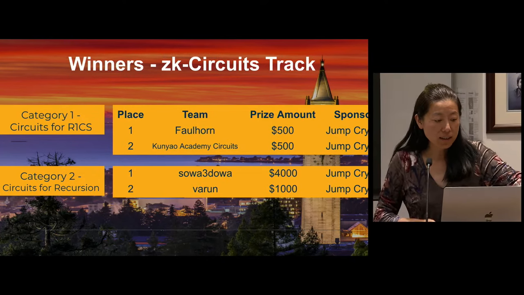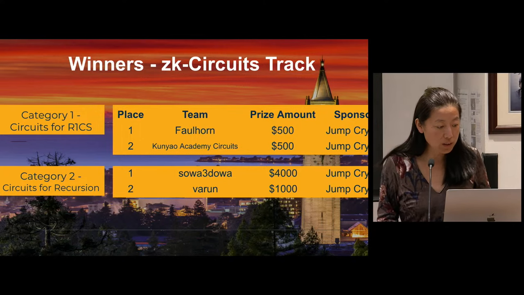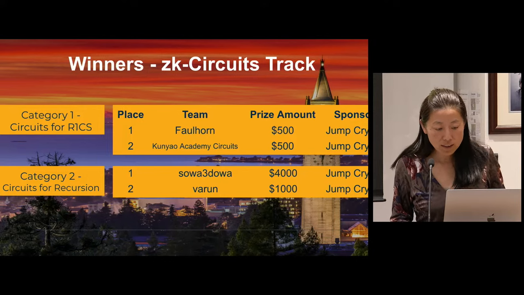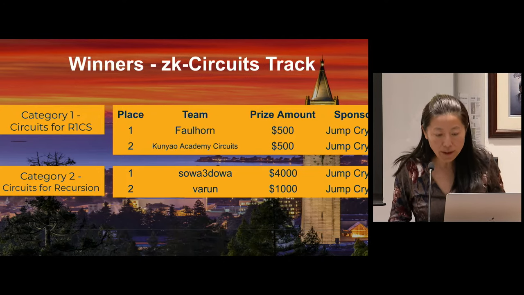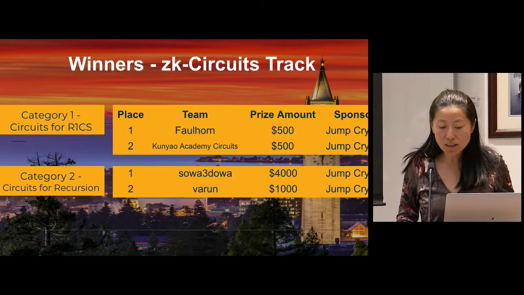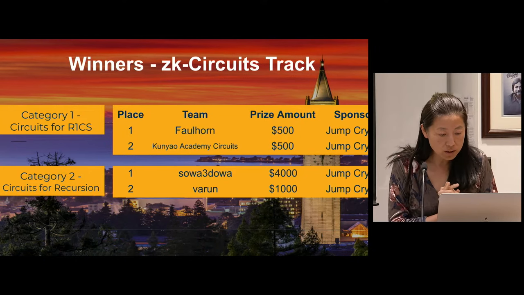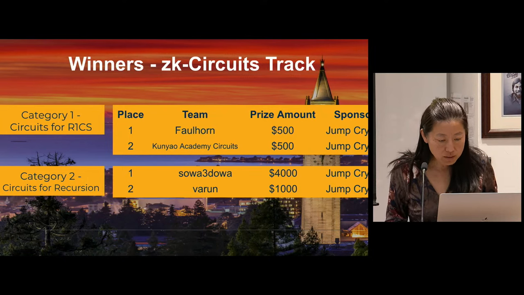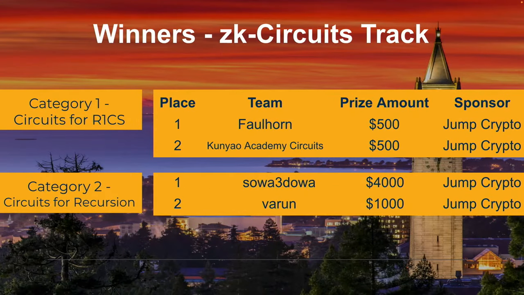Okay, great. So the finalists for this track, there are several categories. First, for category one, circuits for R1CS, we have Forhorn with first place with the prize of $500, and Kunya Academy circuits with a prize amount of $500 as well. And we have category two, circuits for recursion, with the SUA 3 DOA with the prize of $4,000. They actually did really good work in the space. And also Varun with second place with $1,000 in this track and in this category. And these prizes are sponsored by Jump Crypto.